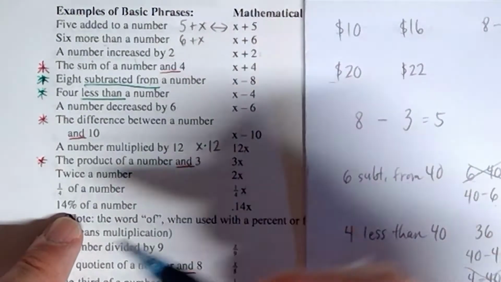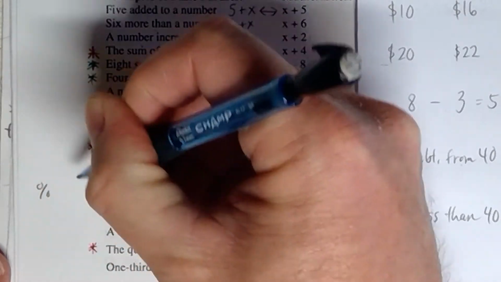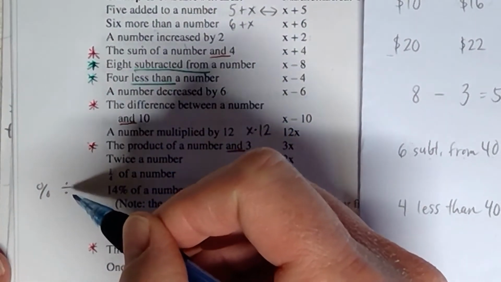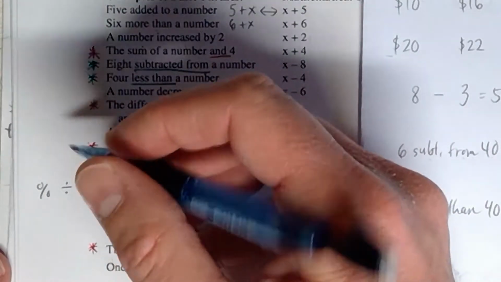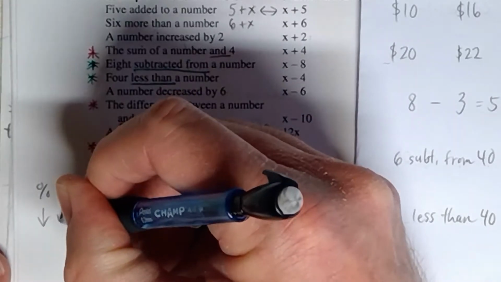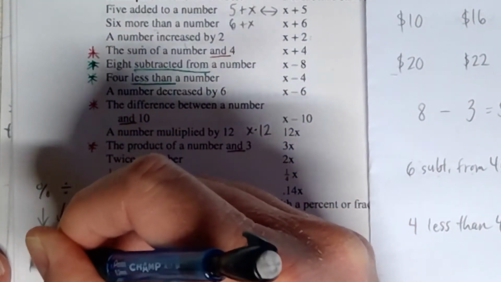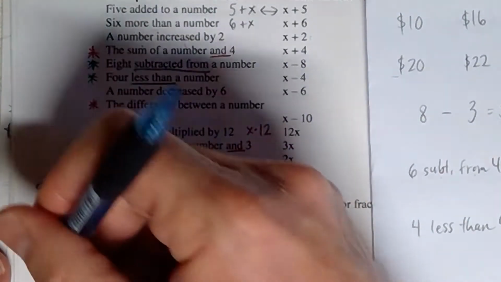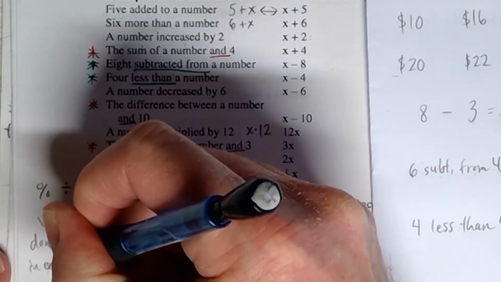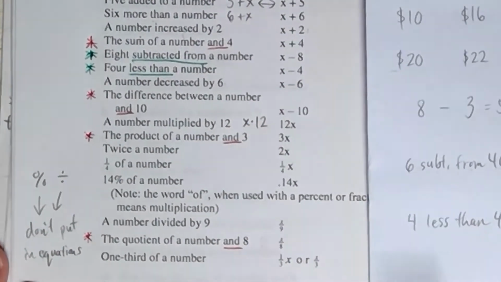Now, the deal here with the percentage: percentages are just like those division symbols. We don't ever want to have a percentage or a division symbol. Don't put either one of these in equations. So we already know what we do with the division symbol. The division symbol, we use a fraction instead. We talked about that a few minutes ago.